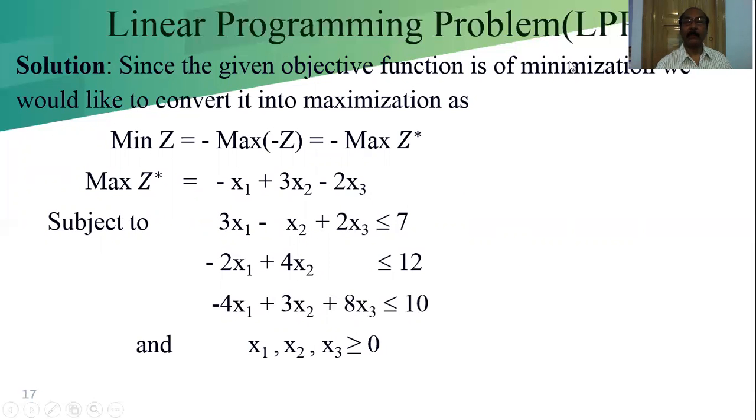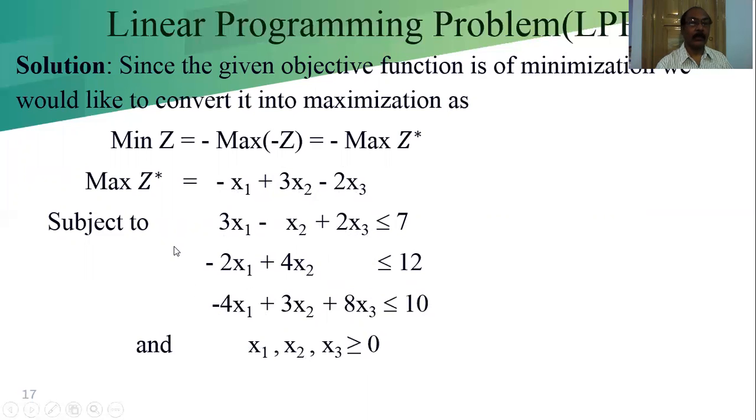Since the given objective function is of minimization, we would like to convert it into maximization. Min Z is equal to minus of max of minus Z. We can write it as minus of max Z star. Now max Z star is equal to minus Z, so minus x1 plus 3x2 minus 2x3, subject to the constraints. Whatever is given is the same.